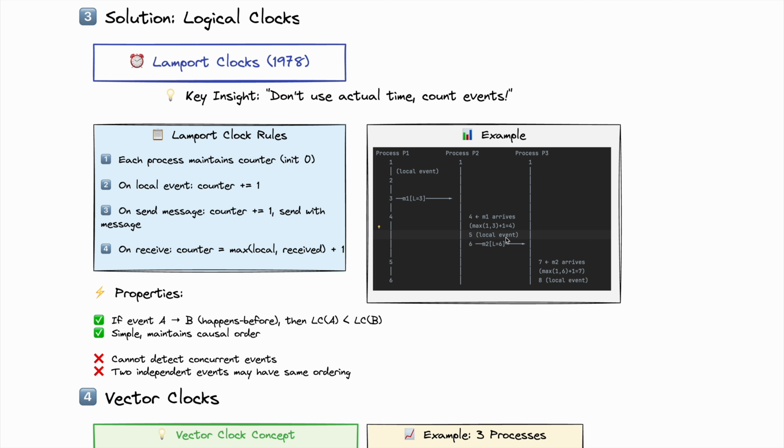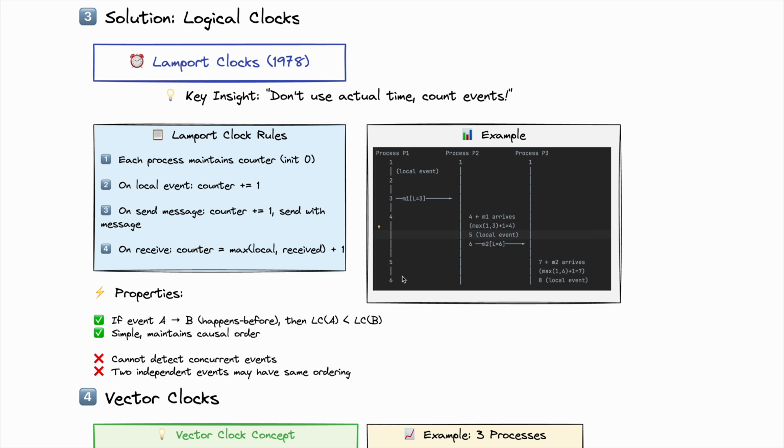Now a local event happens, and we increment again and send that to the third process. In the third process, we again compare: the local time is 1 and the received time is 6. So we take the maximum, 6, plus 1, which gives us 7, right? And then another local event happens, and the time here is 8.